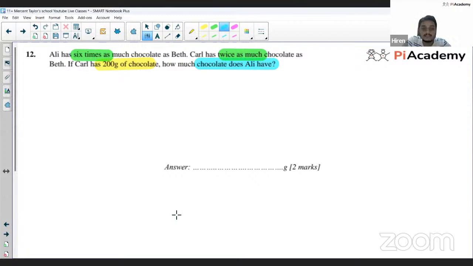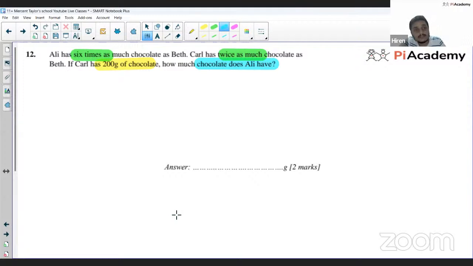Okay, so we are ready to solve. Let's solve together. Whenever you get this type of question, first of all, see how many people are there. There is Ali, Beth, and Carl, right? So you can just write the names, or you can just write their first letter. This is the thing given to you, right? And other than that, what information is given to you? Carl has 200 grams of chocolate, right? This much you know already.